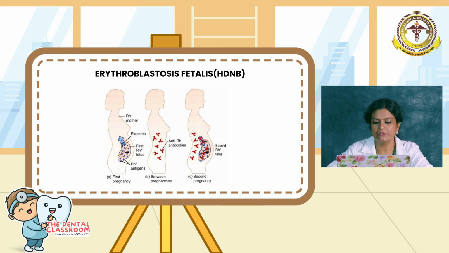This may not be evident in the first pregnancy, for it takes the immune system of the mother some time to develop the antibody. However, this will have serious consequences in subsequent pregnancies. That's all about jaundice and its types.